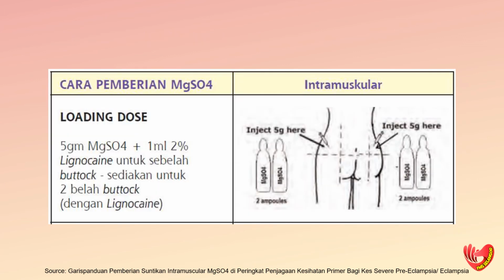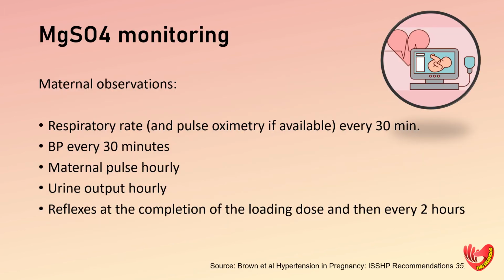The pictorial on the right shows the method of administering MagSulf. 5 grams of MagSulf plus 1 ml of 2% lignocaine is inserted into each syringe and injected on the upper outer quadrant of each buttock. The following parameters must be monitored after the administration of MagSulf. First, the respiratory rate and pulse oximetry, blood pressure, maternal pulse rate hourly, urine output hourly, and reflexes at the completion of the loading dose and then every 2 hours.